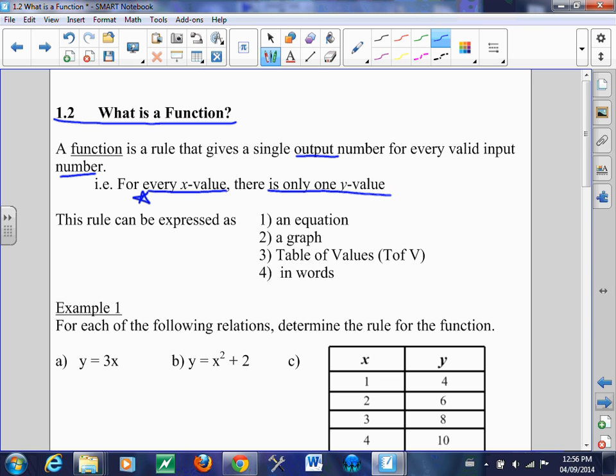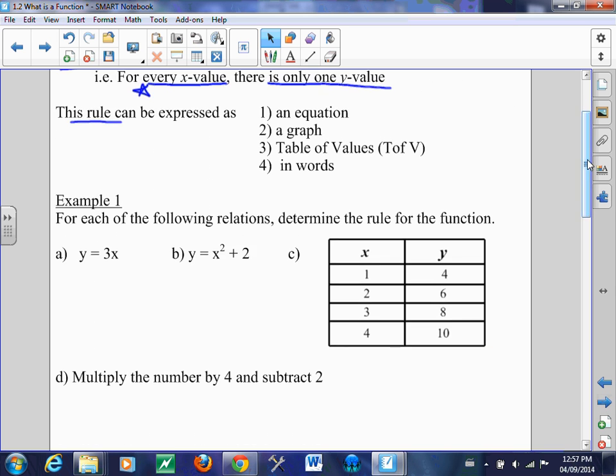Okay? And we're going to take a look at how we can express this rule to explain what a function is. So this rule, or this function, can be explained either as an equation, so y equals mx plus b, for example, a graph like we just did in the warm-up, a table of values like we just did in the warm-up, or in words: Johnny gets paid $10 per hour. That's a rate. So it can be expressed in many different ways, and hopefully from grade 9 you learned how to switch between each of these methods of expressing a relation. Let's take a look here at how we develop a rule. Now a rule can be any of these 4. However, if the equation's given, you can't give the rule as an equation. You've got to change the format.